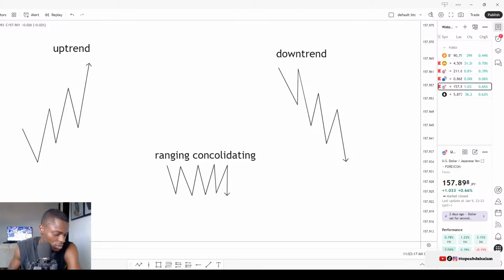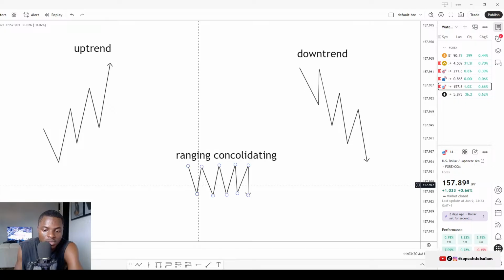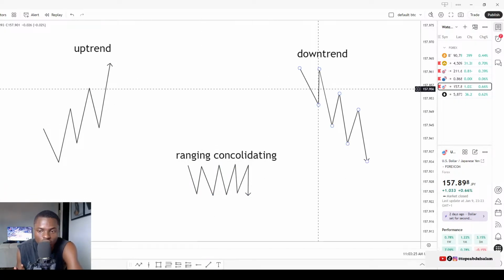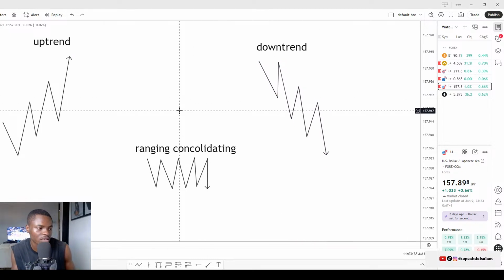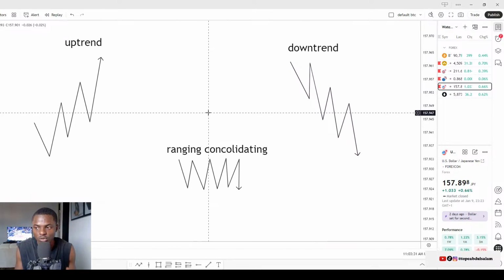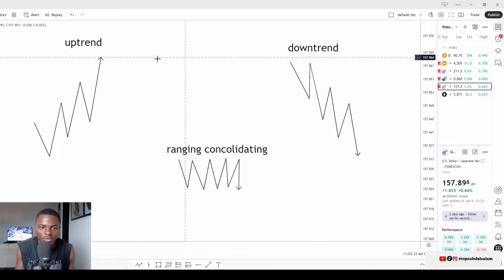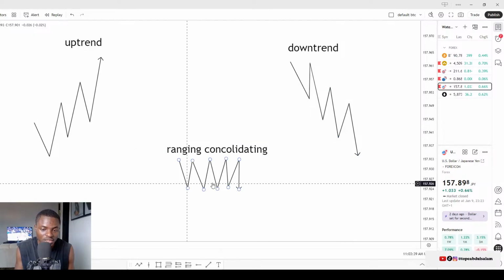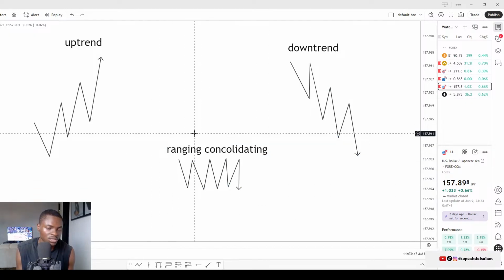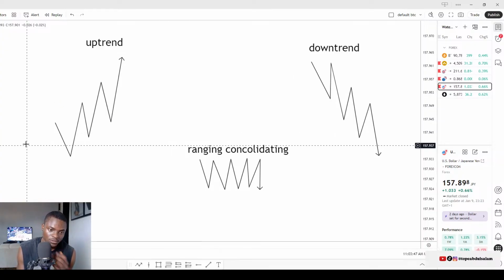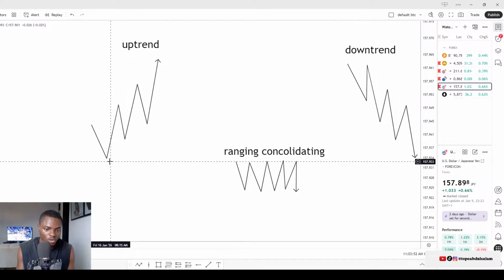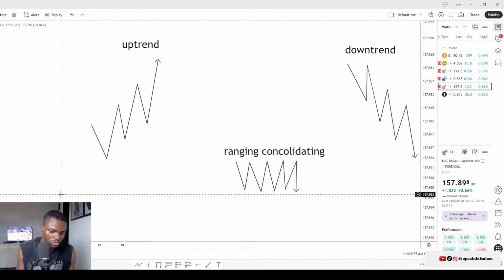Okay, so this is ranging, and this is an uptrend, and this is a downtrend. So these are the three ways the market moves. Anytime you are looking at the chart, anytime you open the forex market, these are the three things that you see. It's either the market is going up or going down, or the market is just trading within a price range. If the market is in an uptrend, the market will be breaking the previous high, but it will not be breaking the lows. So it will be breaking this high.